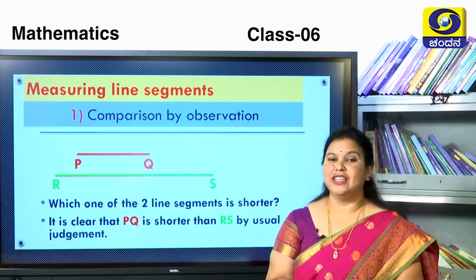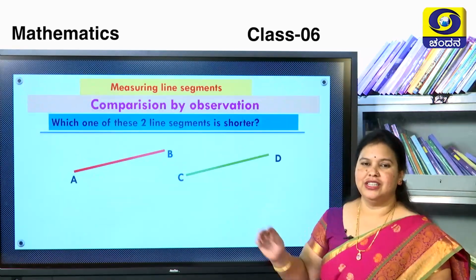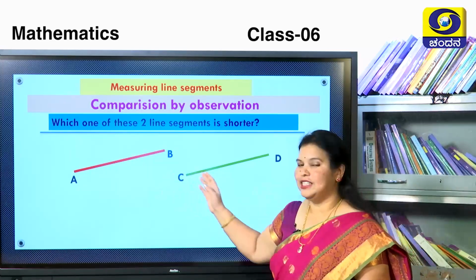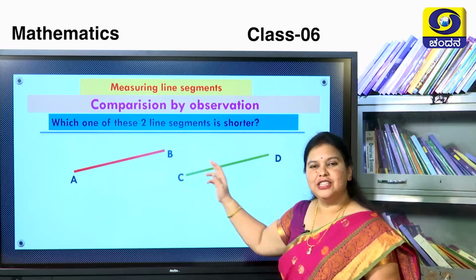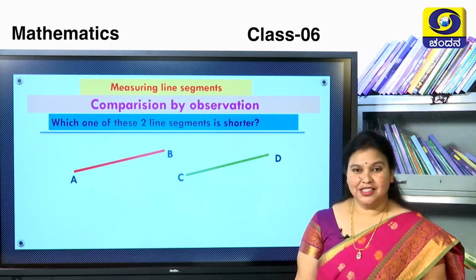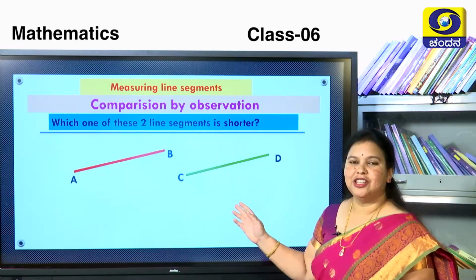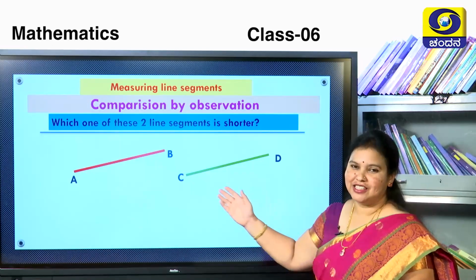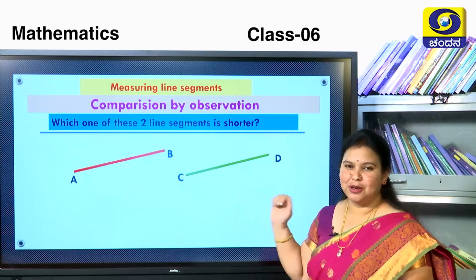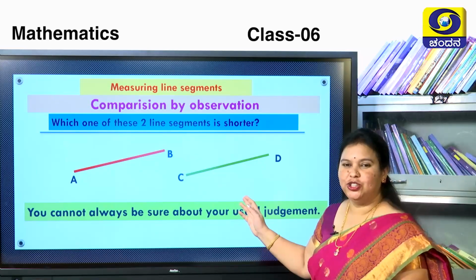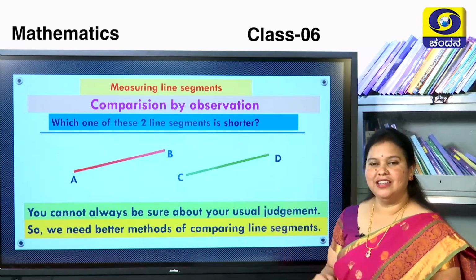But sometimes we cannot be sure about our judgment. For example, you see here, we have two line segments AB and CD. Can you say which one of these two line segments is shorter? Is it difficult? Yes, because these two are almost the same in length. In this picture, we cannot be sure which line segment is greater than the other just by looking at them. It is not clear from observation. You cannot always be sure about your usual judgment. So, we need better methods of comparing line segments.